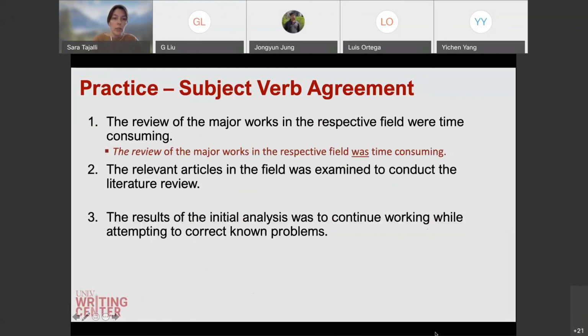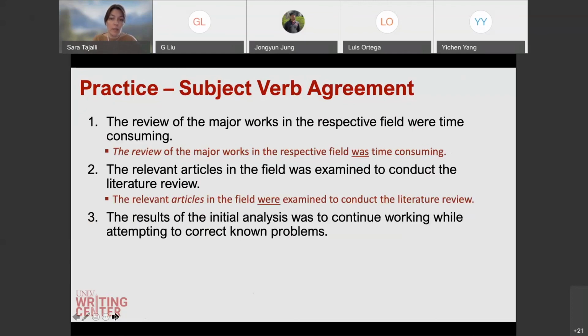All right, what about number 2? "The relevant articles in the field was examined to conduct the literature review." Right, so articles is the subject, so we're going to change the verb to were. The articles were examined. All right, and let's take a look at the last one. "The results of the initial analysis was to continue working while attempting to correct known problems."